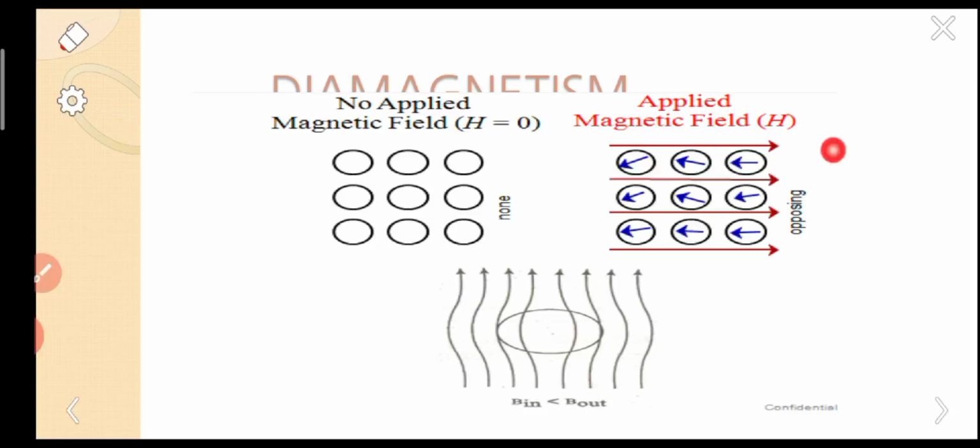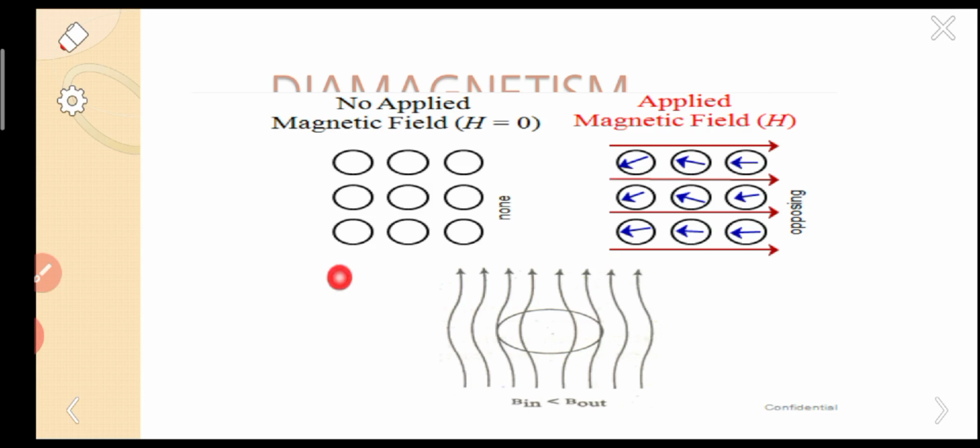So as these dipoles are opposite to that of the magnetic field, these materials are repelled by the magnetic field. We have to remember one thing: in the absence of magnetic field, there were no dipoles. But after application of external magnetic field, the dipoles were induced, and they are in the opposite direction. It is the major concept you have to remember.